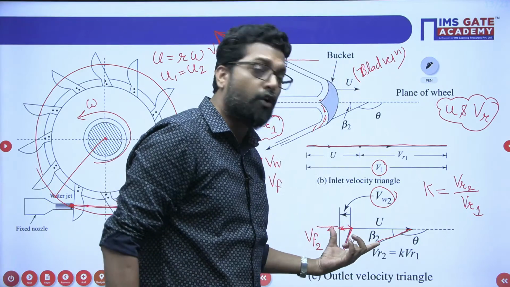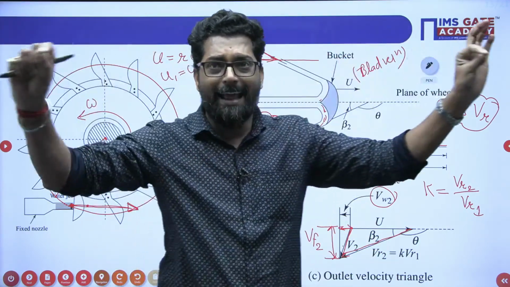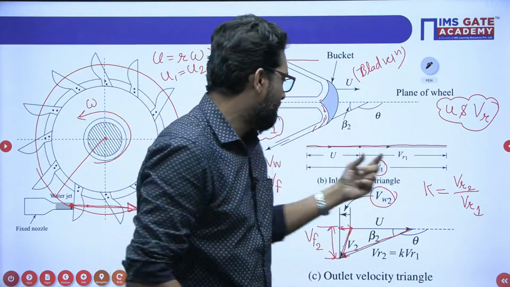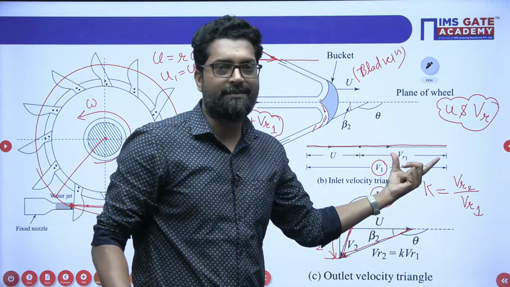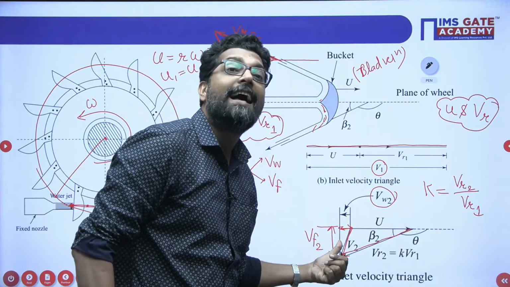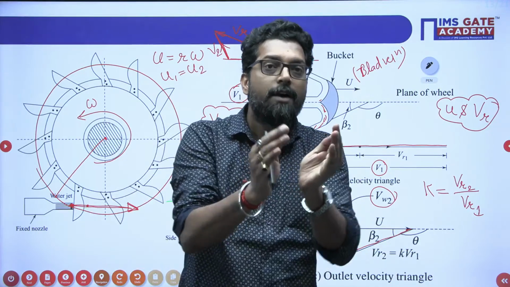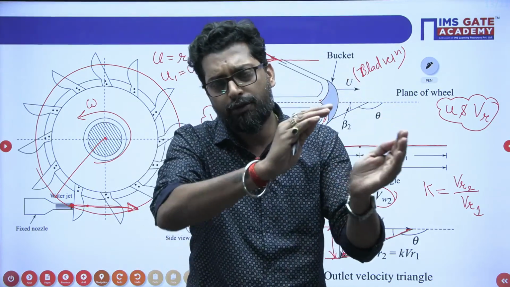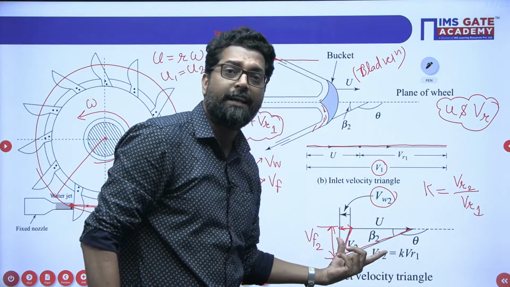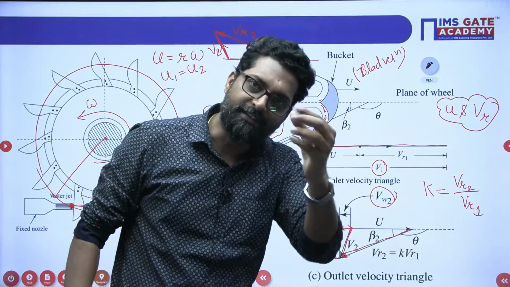Students ask, sir, how to draw the exit velocity? For the inlet velocity, the total length of the line is the V1 vector, split into two parts, U and VR1. That's it. But once you have to draw the exit velocity triangle, there is a difficulty. How to manage? Because there may be more than one possibility for the exit velocity triangle. So we have to fix the correct velocity triangle, and we will discuss this.